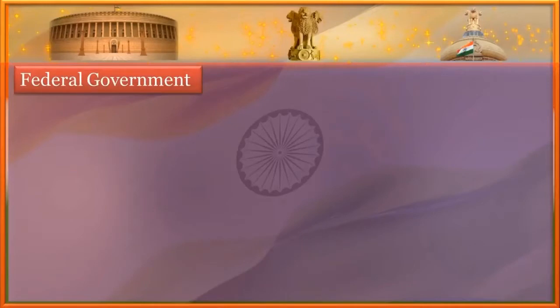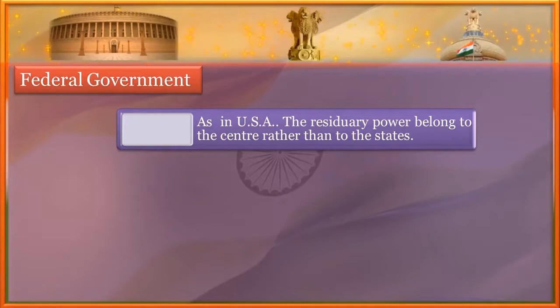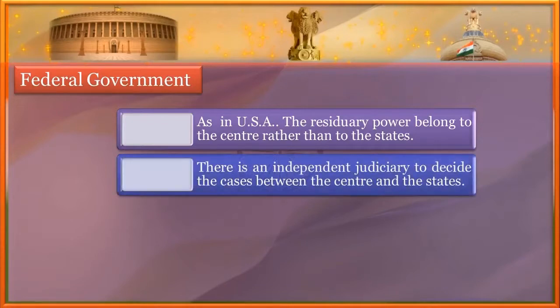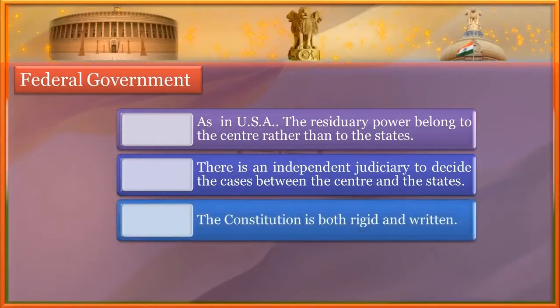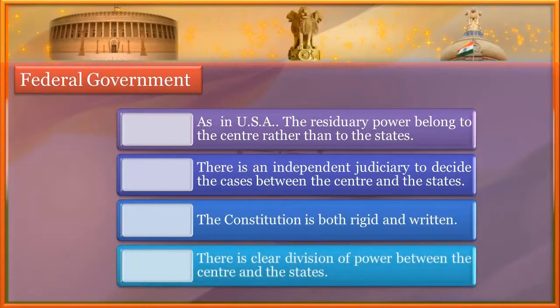Federal form of government has the following characteristics. As in USA, the residuary power belongs to the states rather than to the center. There is an independent judiciary to decide the cases between the center and the states. The constitution is both rigid and written. There is clear division of power between the center and the states. Both are independent in their own spheres.